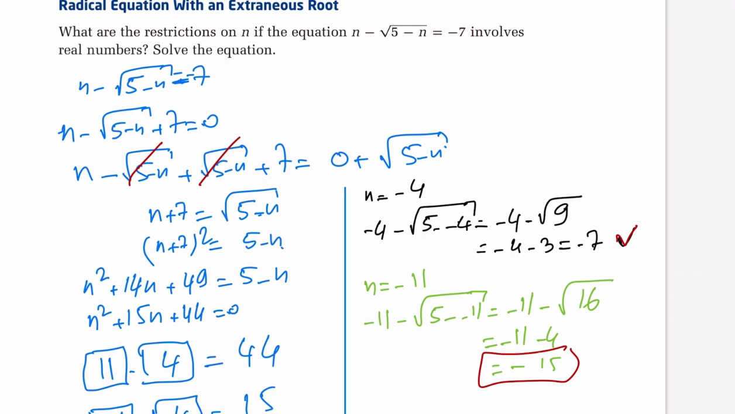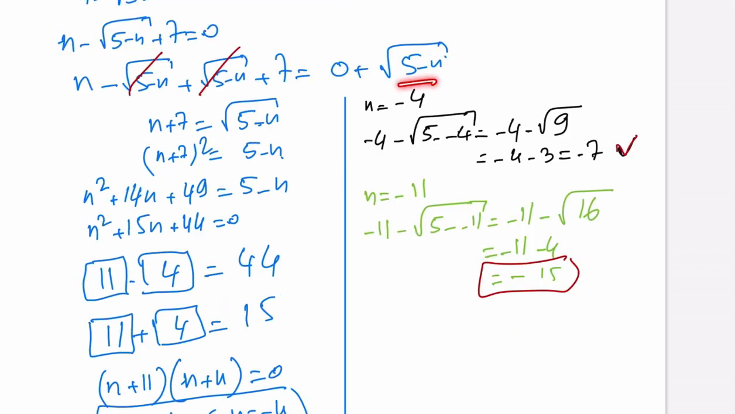So we can say this is not a solution, and n equal to minus 11 is an extraneous solution. Extraneous roots occur because squaring both sides and solving the quadratic equation may result in roots that do not satisfy the original equation.